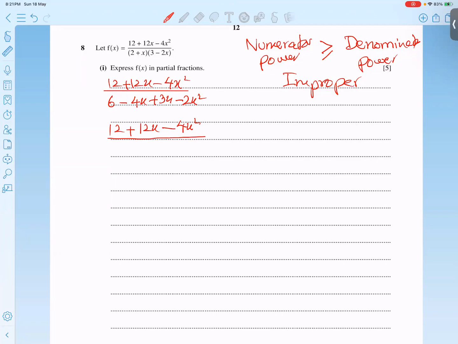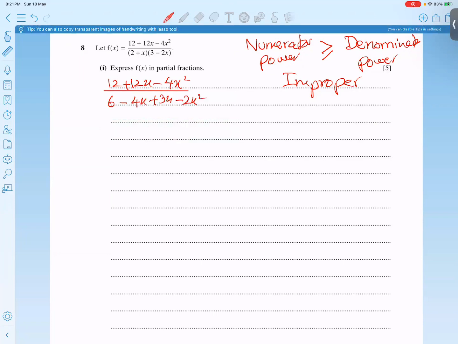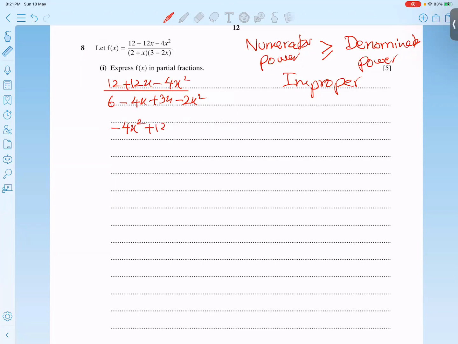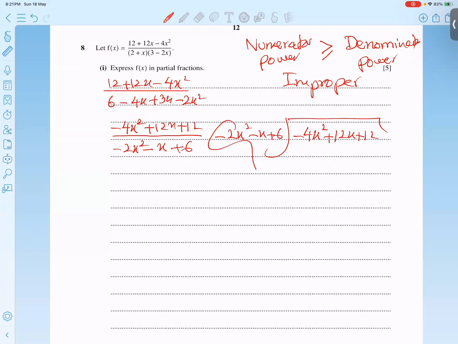Okay, I'm writing in order. Best idea, write in order. Both values are in order. Negative 4x squared plus 12x plus 12, and down negative 2x squared, negative x and plus 6. Because the power is the same, I will do a long division. Negative 4x squared plus 12x plus 12, divided by negative 2x squared, negative x plus 6. So this multiplied by what gives you this value? Naturally 2, only 2. So negative 4x squared, negative 2x and plus 12. Signs change, cancel, cancel. And I got 14x.